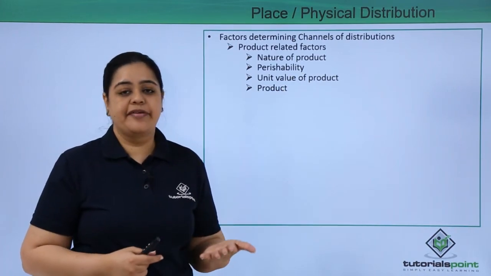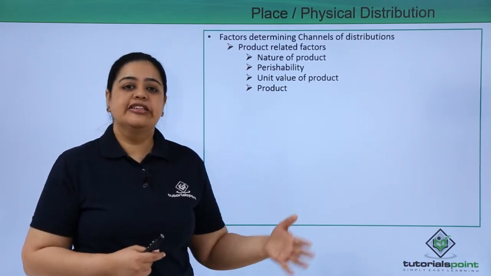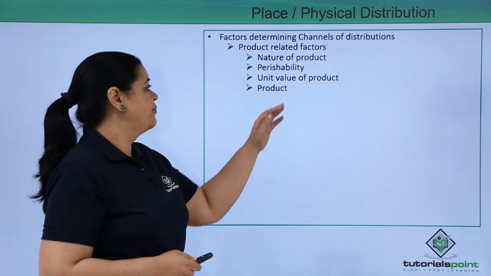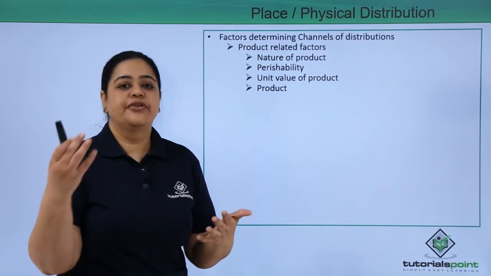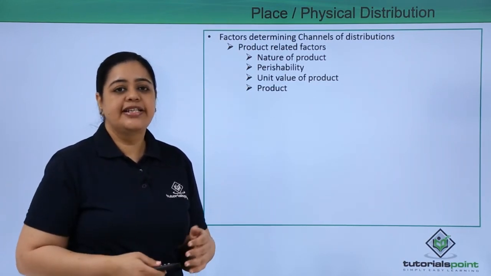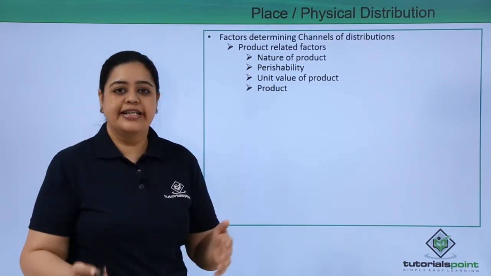If there is very high perishability, then it has to reach the customer on a very urgent basis, so the channel of distribution is quite low in that scenario. What is the unit value of the product? If it is high, then you can afford that many channels of distribution. Otherwise, it will be a smaller one.